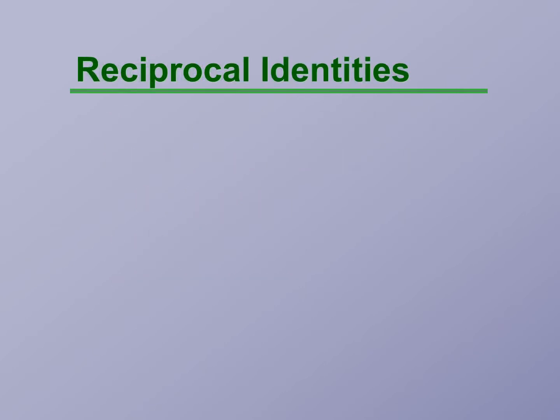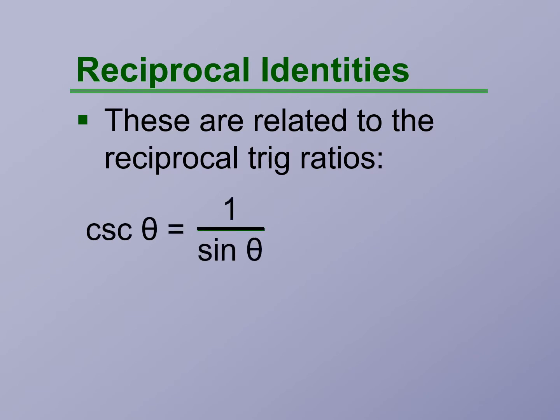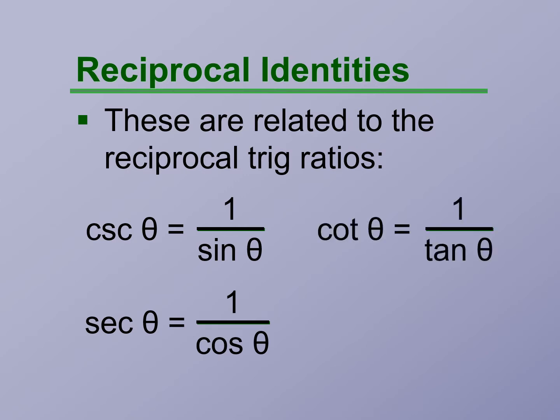Let's begin with what the reciprocal identities are. These are related to the reciprocal trig ratios. So cosecant is equal to 1 over sine, secant is equal to 1 over cosine, and cotangent is equal to 1 over tangent. So we actually have already introduced these in a previous lesson, but now we're going to go ahead and claim them as reciprocal identities, and we can use them to solve other identities and to prove things.